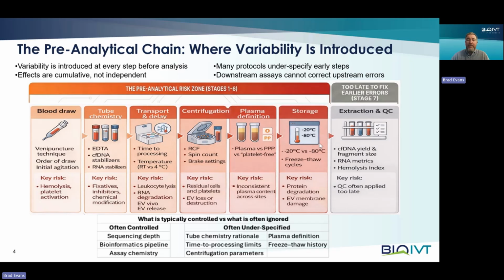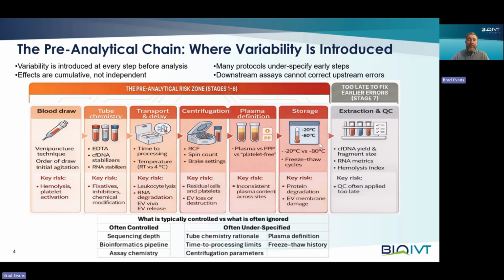Next is tube chemistry. This is the first chemical environment that blood experiences: EDTA, cfDNA stabilizers, RNA stabilizers. Each of these actively modifies cellular and plasma biology. Some prevent leukocyte lysis, some inhibit enzymes, some fix cells. These are not passive containers. They define how the sample will evolve over time.